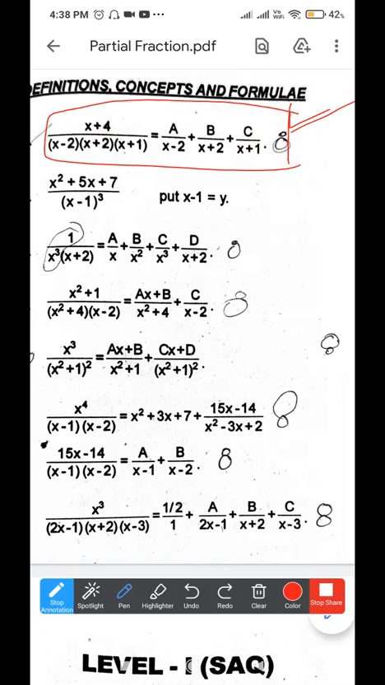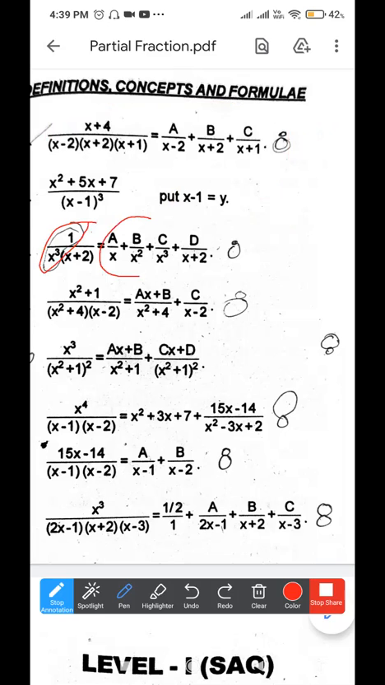Next is degree. Here also the degree of numerator is smaller than the degree of denominator, but we are having x minus 1 whole cube. So we will just put x minus 1 is equal to y. Okay, and now for this one, here 1 by x cube. So if it is given to us 1 by x cube, then we will write a by x plus b by x square plus c by x cube. Okay, a by x plus b by x square plus c by x cube.